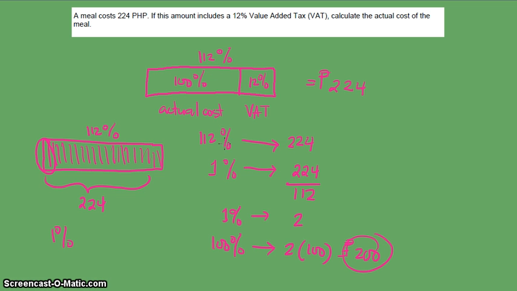So 112% corresponds to 224. So we look for the value of every percent. And as you can see in the diagram, if this is 224 and we divide it into 112 because we want to get the value of every percent, then 1% is equivalent to 224 divided by 112. So every percent corresponds to 2 pesos. So if the actual cost is 100%, then the 100% will be 2 times 100, which is equal to 200.